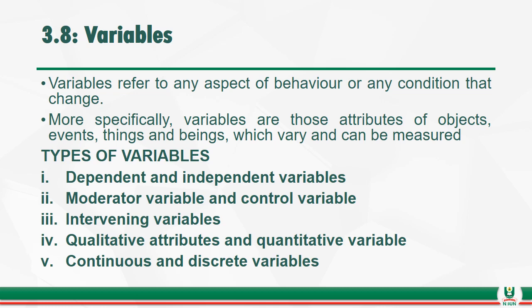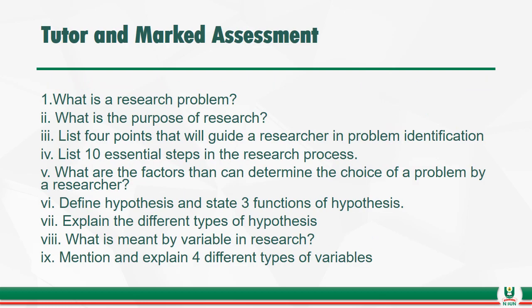Variables refer to any aspect of behavior or any condition that changes. More specifically, variables are those attributes or objects, events, things, and beings which vary and can be measured. There are different types of variables, which include dependent and independent variables, moderator variables and control variables, intervening variables, qualitative variables, and of course, quantitative variables, continuous and discrete.